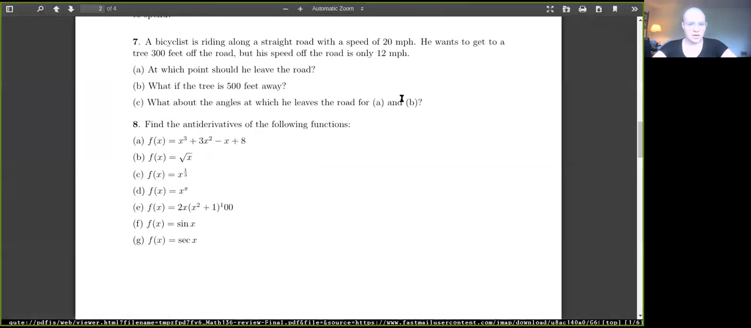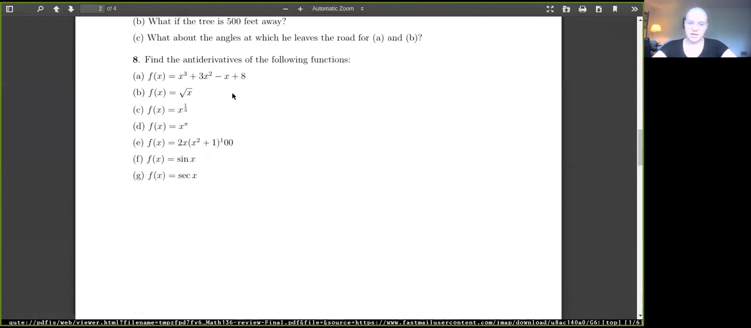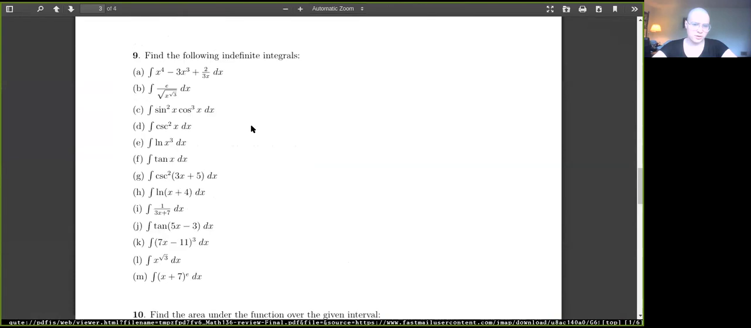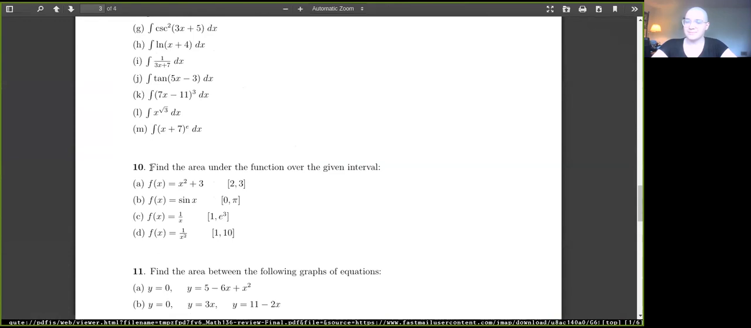So that wraps up the antiderivative section. I think the next thing I'm going to set my sights on is the indefinite integral section, but I have some housework I need to do, so I'm going to do that and then handle this page, and then we'll see where we are. All right.